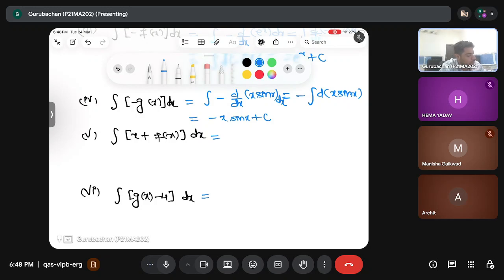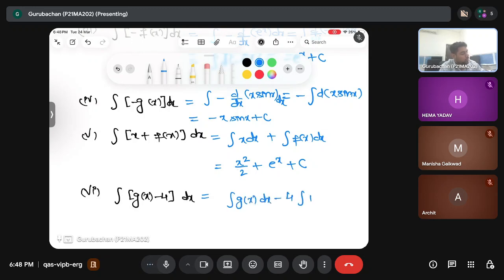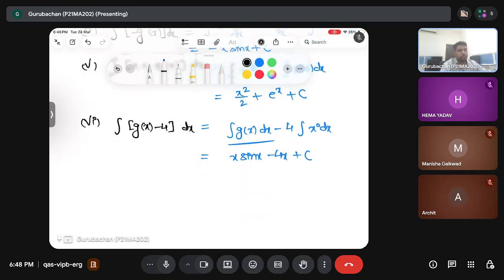Correct. So when you use the properties of integration, this will give you like this. From the a part, this one is x square by 2, and from the a part you know that it is e to the power x plus some constant, whereas here g x dx minus 4 times the integral of x to the power 0 dx. So from here you will get, by the b part, x sin x minus 4x plus constant. Is it clear to everybody?